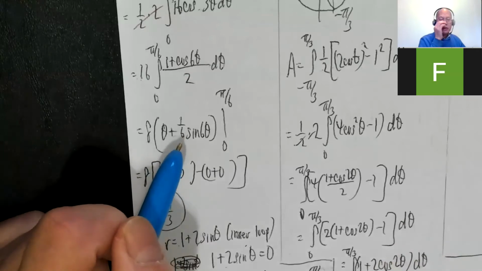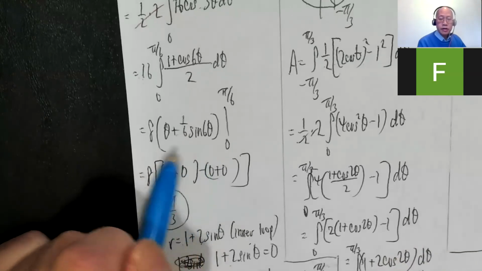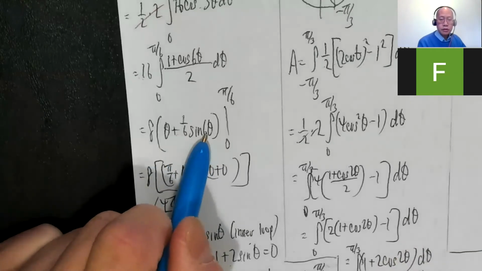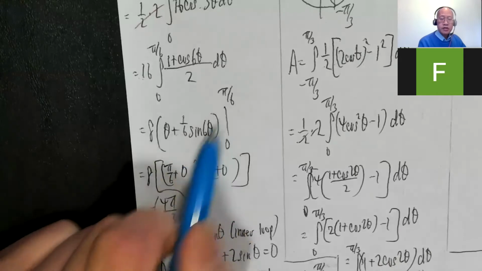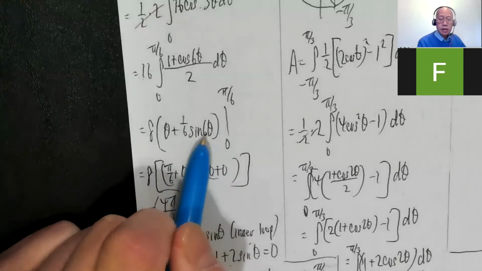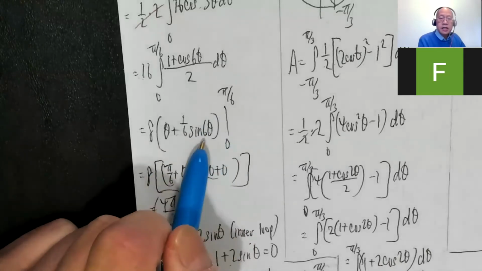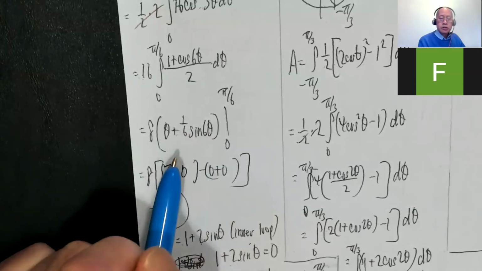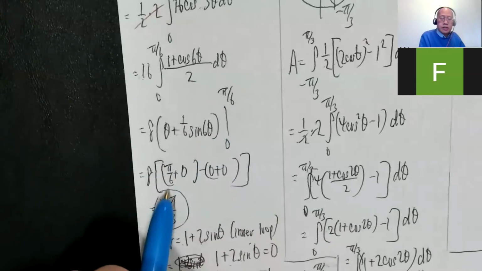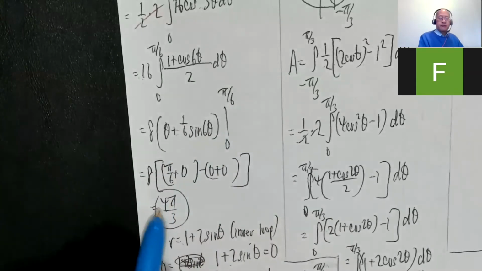And once again, this theme happens a lot. When you plug in 0, you get 0, sine of 0 is 0. And then for pi over 6, this again gives me 0. 6 times pi over 6 is pi, sine of pi is 0. So the only thing of substance is plugging in the pi over 6. So the final answer is 4 pi over 3.